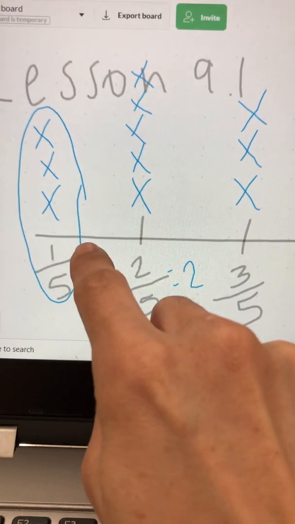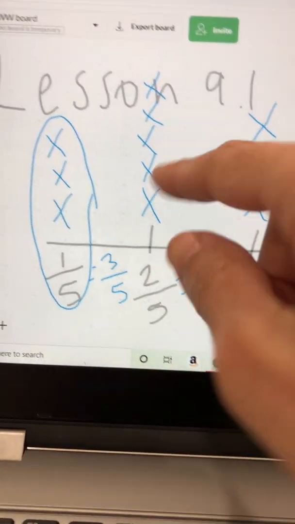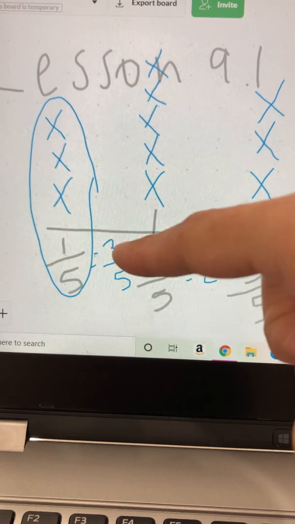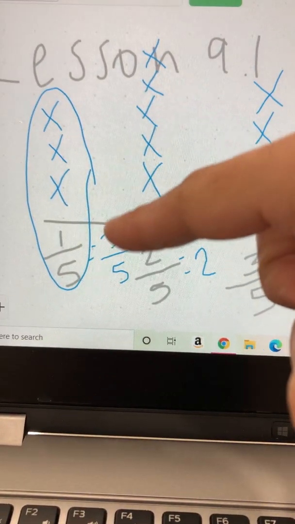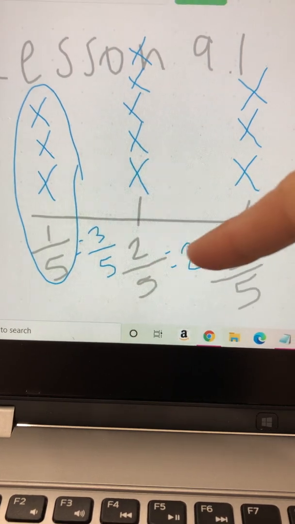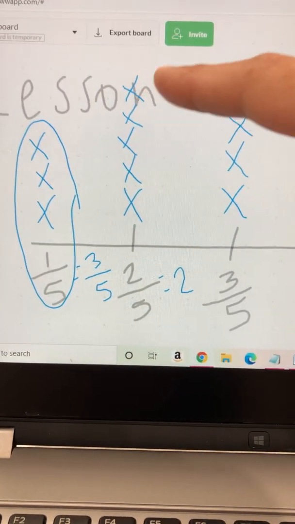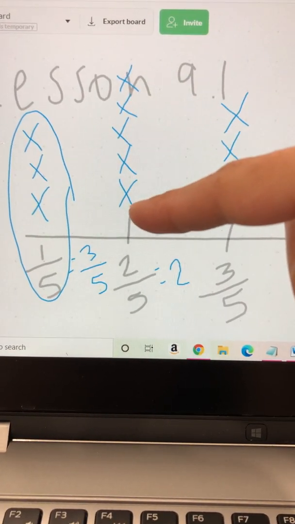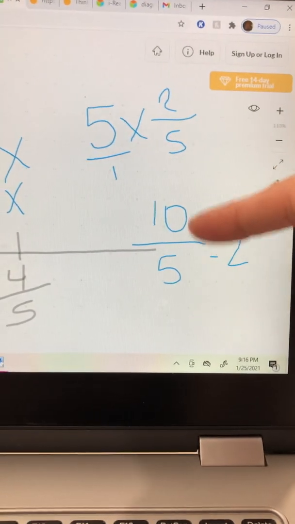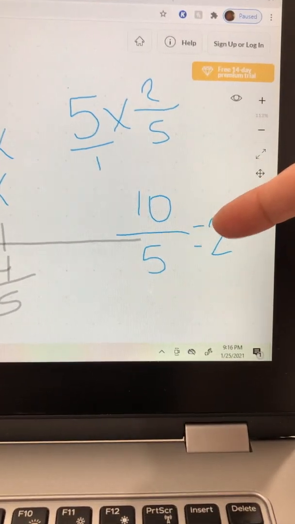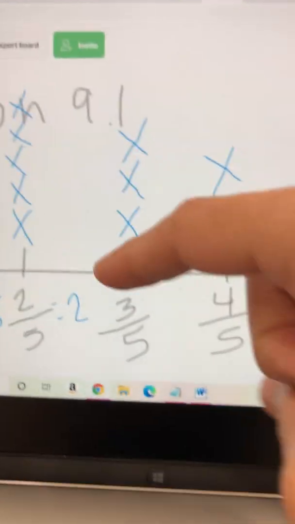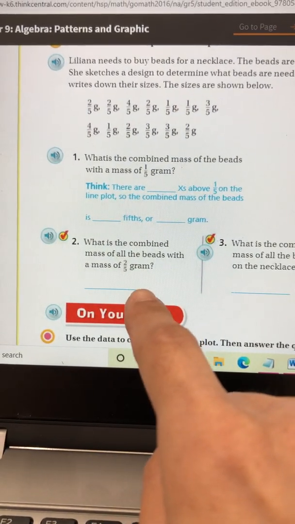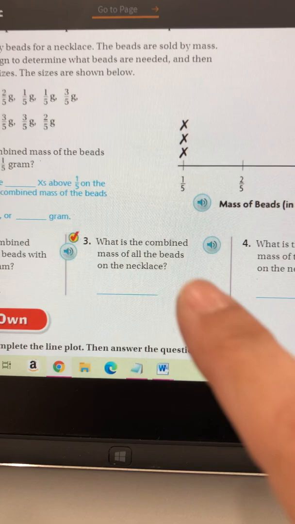Oh, and by the way, I forgot to mention earlier, I like to put the sums when I'm done adding them right next to this. So I know that for 1/5, they equal 3/5. 2/5 equals 2 because I multiplied 5 times 2/5 because there's 5 of them. That means each one of these weighs 2/5. We actually got 10/5 as an improper fraction and then simplified it to 2. Okay, so let's go back, and so for number 2, we're going to put the combined mass of all the beads is 2 grams.